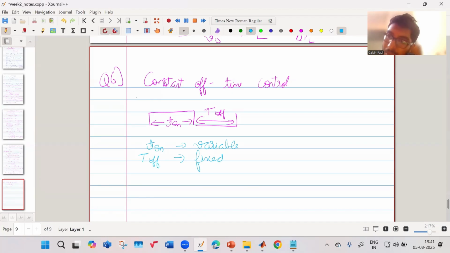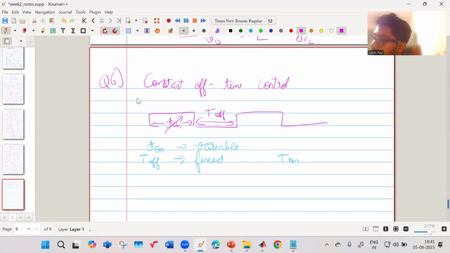That's why if you would have remembered for constant on time, I had put capital T on. So in this case, I'm using small t on because there in constant on time control, my T on was fixed. But now when we're doing constant off time control, my T off is fixed. That's why this is my capital T off. Okay, I hope till this part is clear. So this T on is variable. But the T off is fixed.